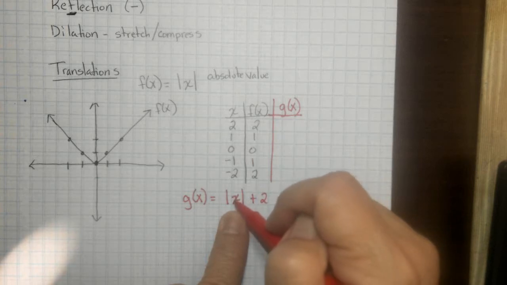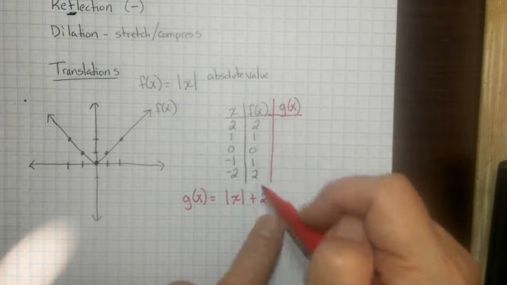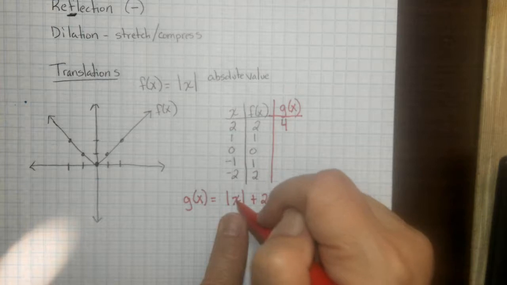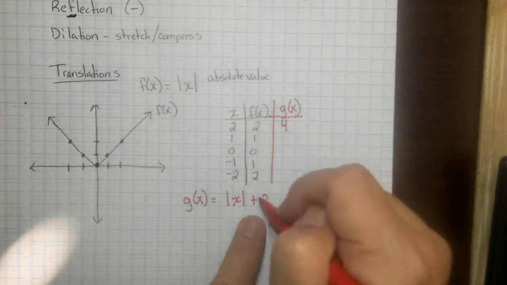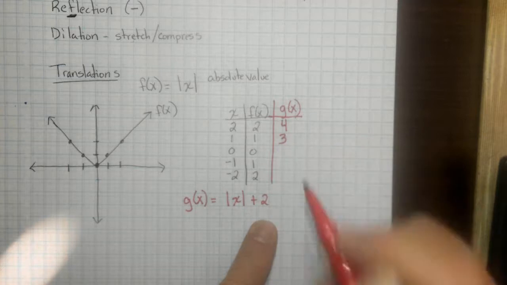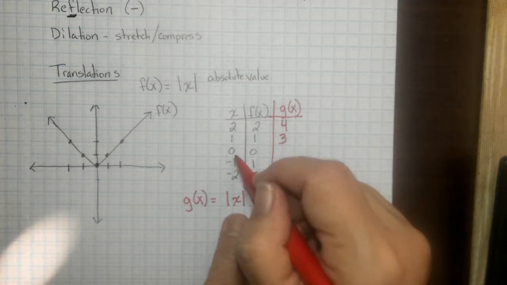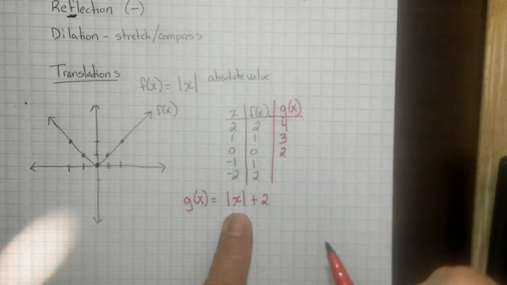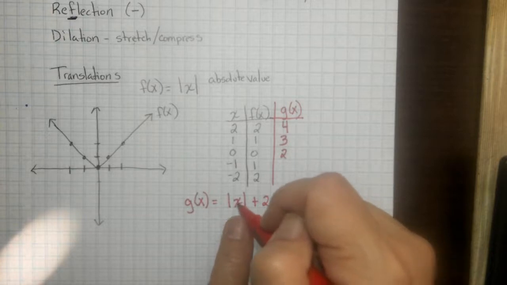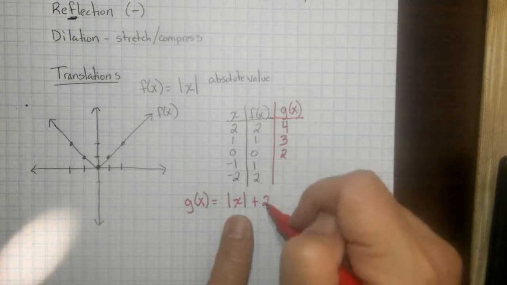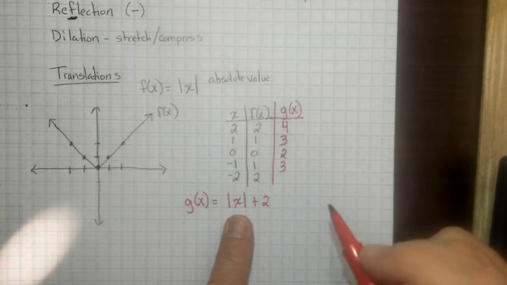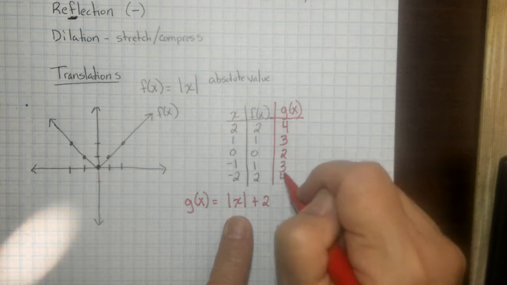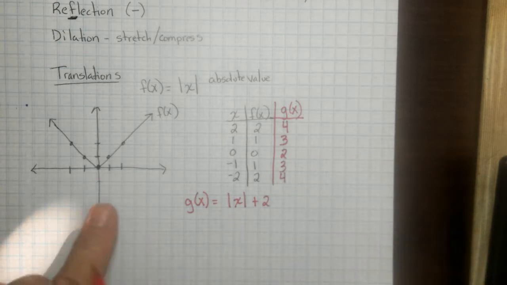So the absolute value of 2 is 2, and then I add 2 more, and that gets to 4. If I plug in a 1, the absolute value of 1 is 1, and then I add 2 more, and that's 3. If I plug in a 0, the absolute value of 0 is 0, and I add 2 more, and that's 2. If I plug in a negative 1, the absolute value of negative 1 is positive 1, and I add 2 more, and that's 3. I plug in a negative 2, the absolute value of negative 2 is 2, and I add 2 more, and that's 4. So I'm going to graph these points.